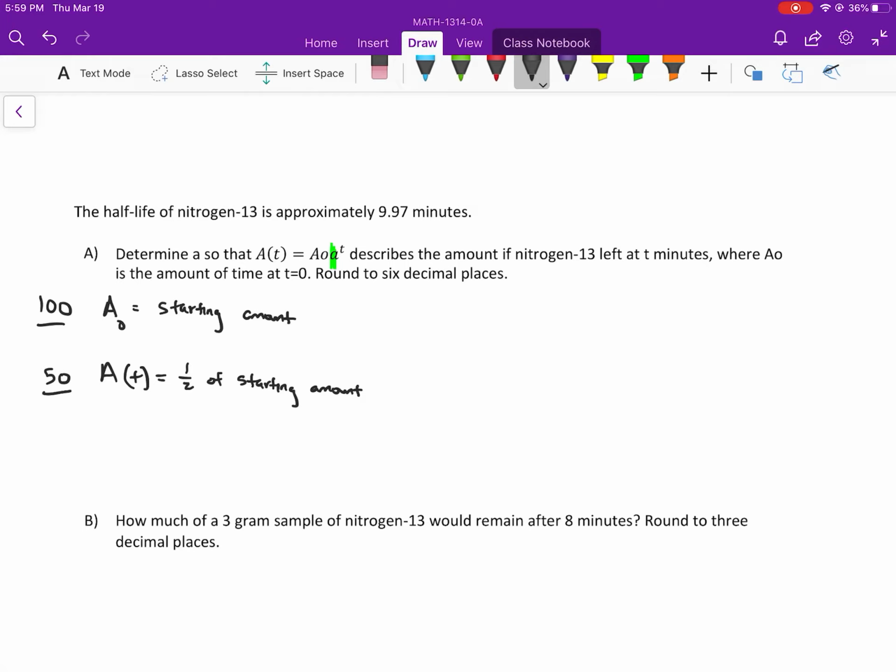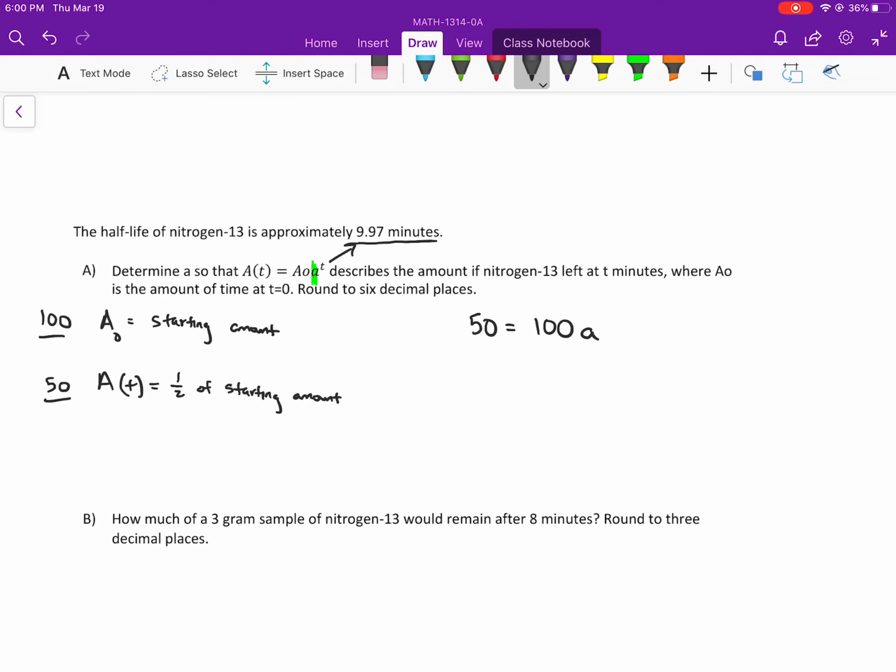So let's go ahead and use those values, 100, and then A of T is going to be 50, because I think those are good amounts. So we have 50 equals 100 times A to the T. Now that T is what's listed right up here, 9.97 minutes.